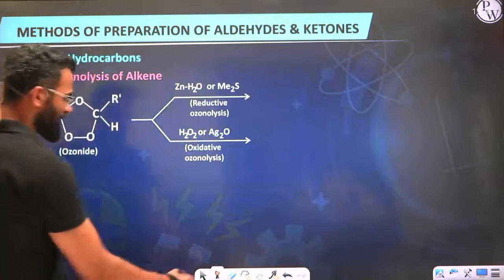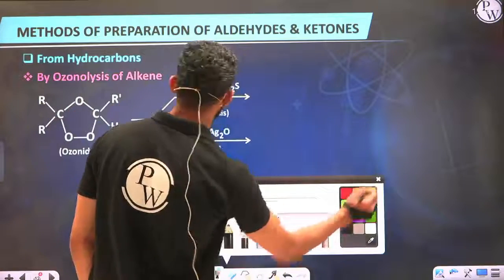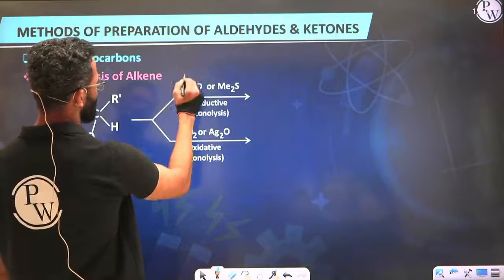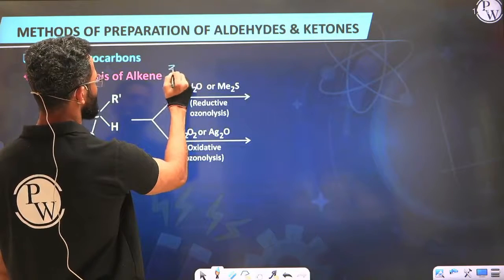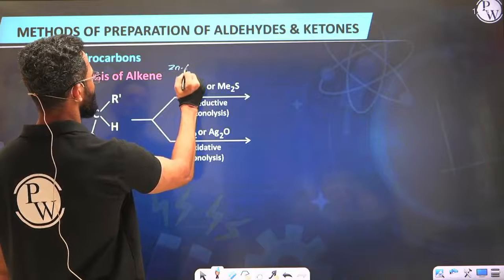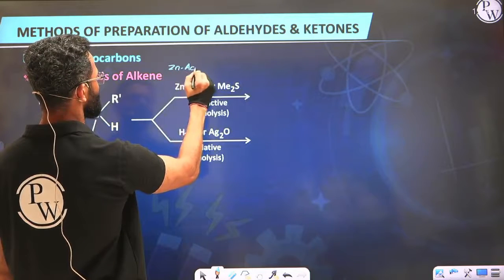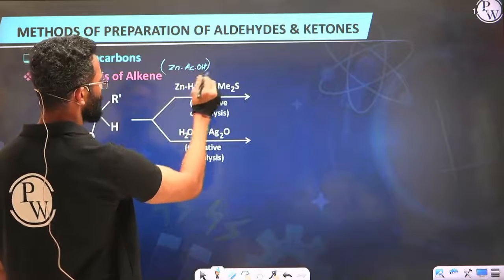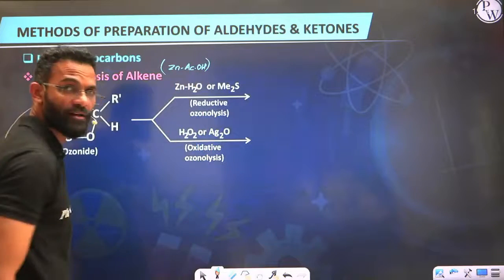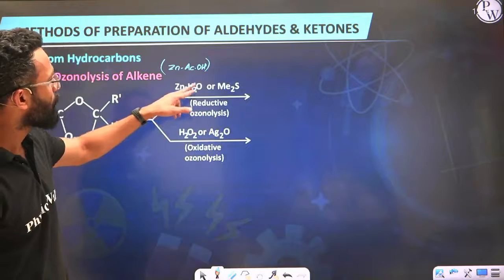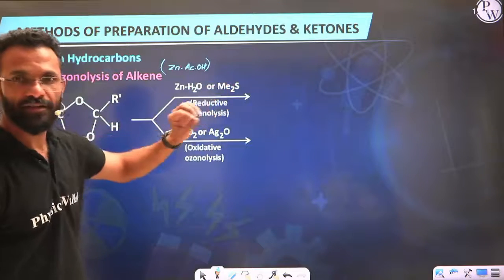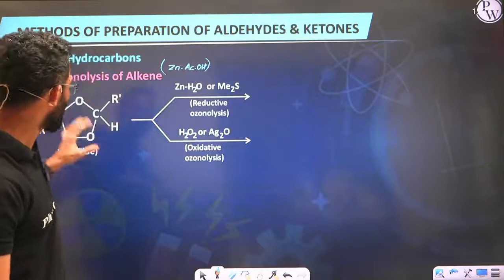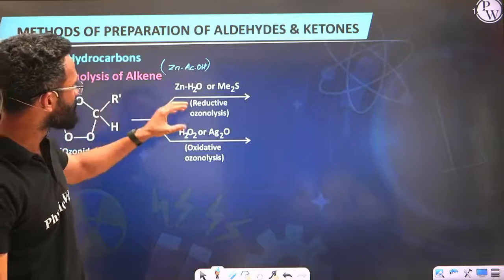So generally the reductive ozonolysis condition that you see will be carried out using zinc water, or sometimes you might say zinc in acetic acid. Acetic acid is symbolically also written as ACOH, that is acetyl group carrying OH, or zinc in water, or you may see dimethyl sulfide.